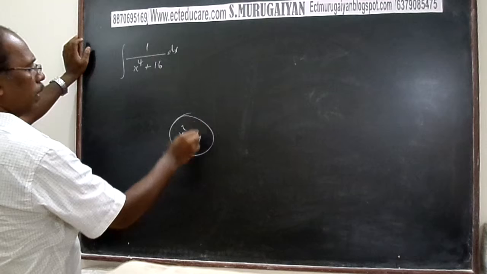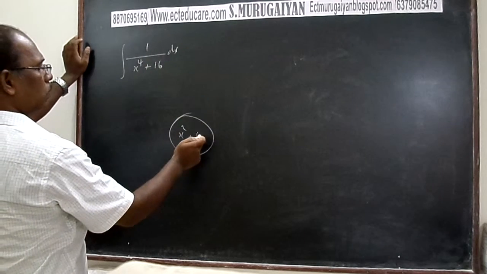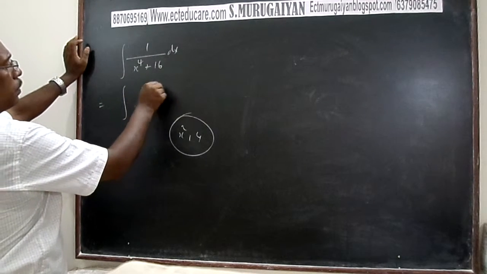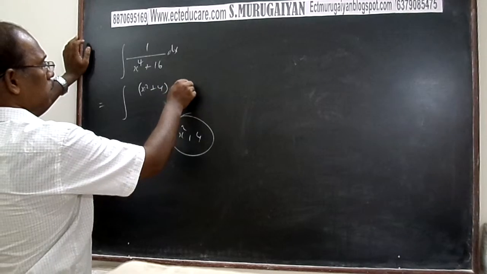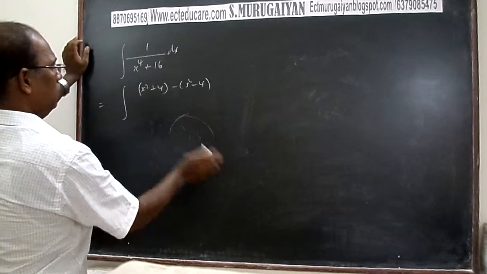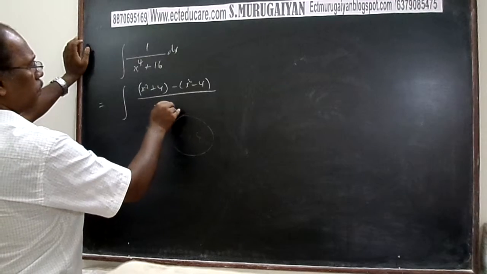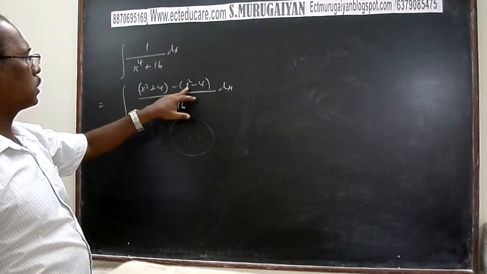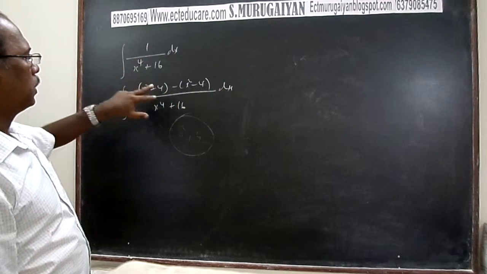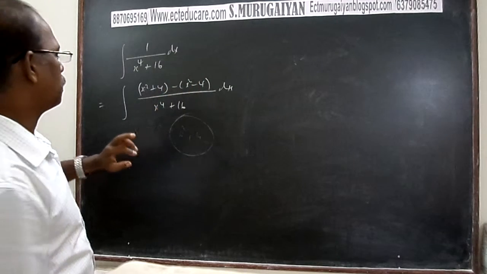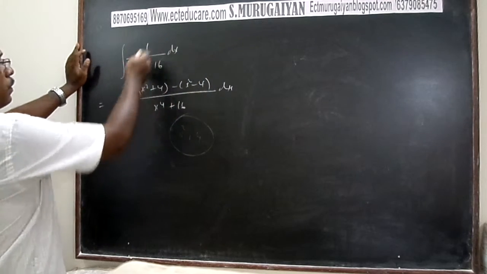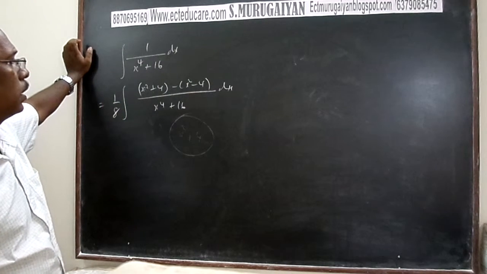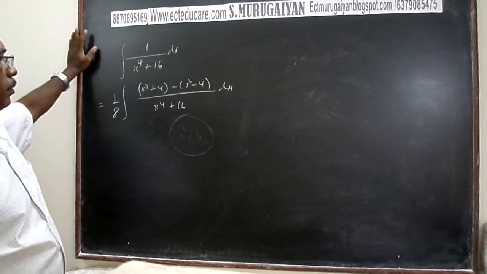To get 4, make it 4 plus 4. How to write? x square plus 4 minus of x square minus 4, over x power 4 plus 16 dx. If we simplify the numerator, x square and x square cancel, no problem. But minus of minus 4, 4 plus 4, is 8. So 8 is an additional factor. To balance the additional factor, divide the entire integrand by 8 and keep the dividing factor outside of the integral.